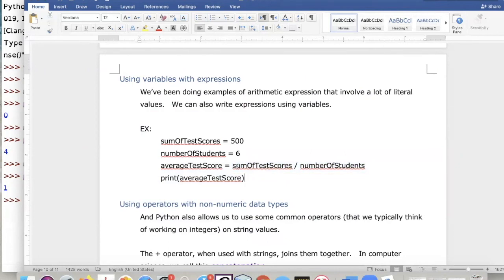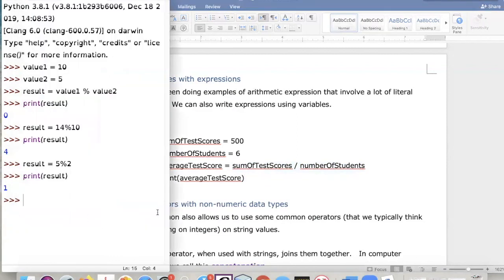So in this case, we're using the value of the variables, sum of test scores divided by number of students, not the literal values 500 and 6. And that allows our program to be more flexible so that we could potentially store maybe a list of test scores and add them up within our program, and then we could use those results that are stored in our variables as part of our arithmetic expression.